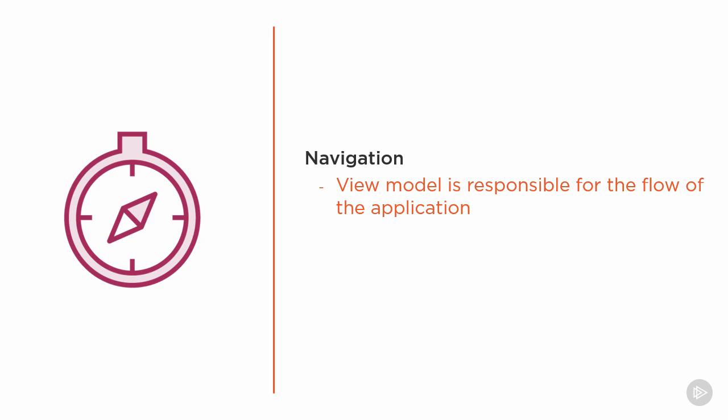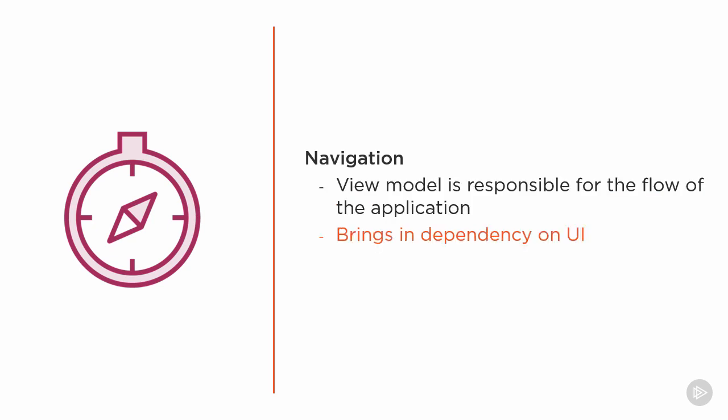Indeed, the view model is going to be the part of the code that says, okay, now this has happened, now we need to do that next. So when a command is triggered, it will be the view model that dictates what needs to happen next. This could be navigating to a different screen or showing a dialog. So the view model will say what needs to happen.